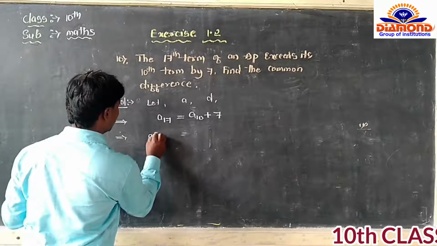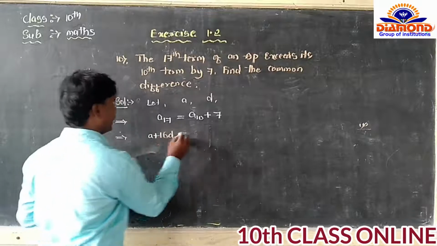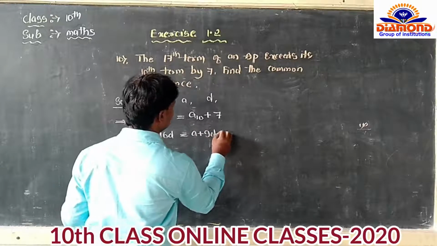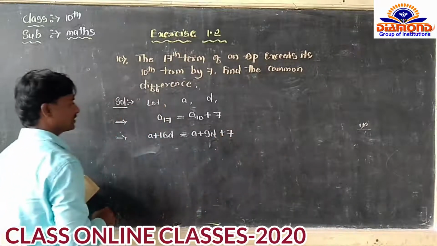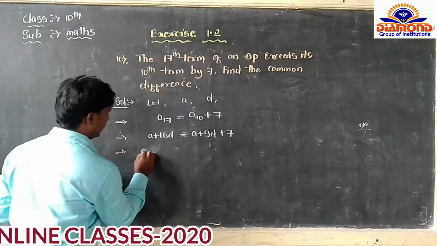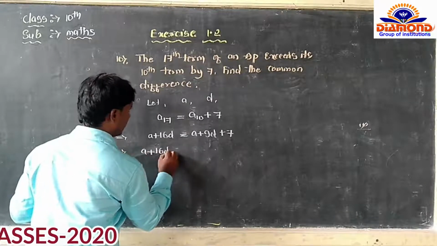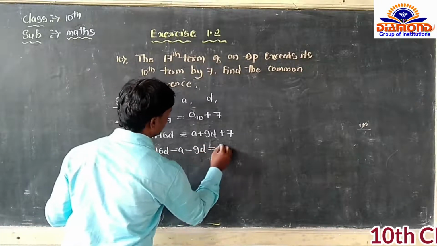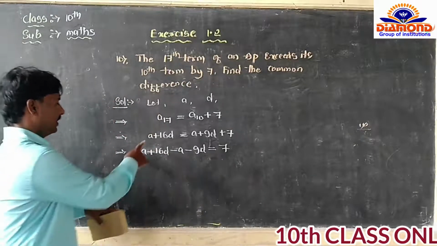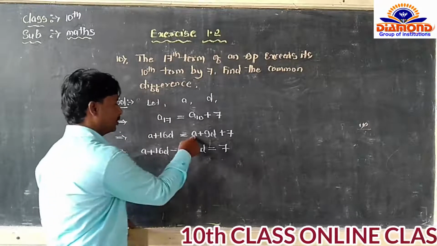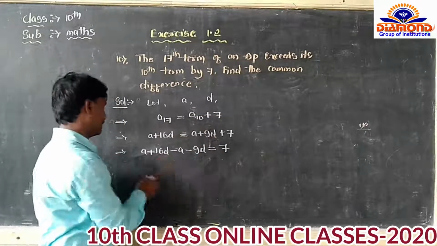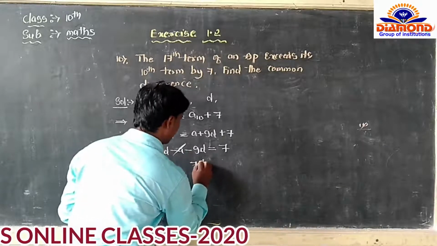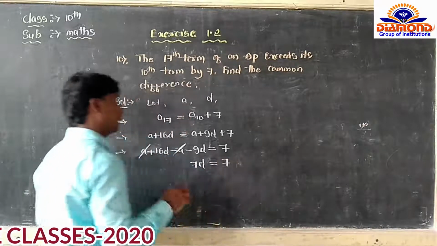a17 is written as a plus 16d, and a10 is a plus 9d plus 7. Next step, dear students: this a plus 16d, bring this side minus a and minus 9d, is equal to 7. I wrote a plus 16d as it is equal to a plus 9d, I brought this side and kept 7 there only. Plus a minus a both get cancelled. 16d minus 9d, the answer we got is 7d, is equal to 7.